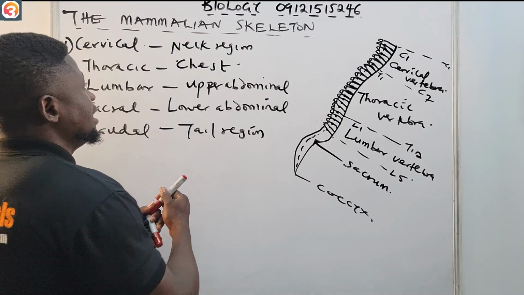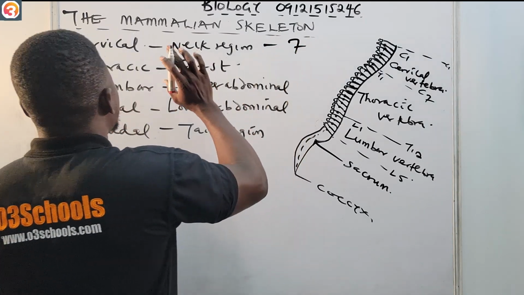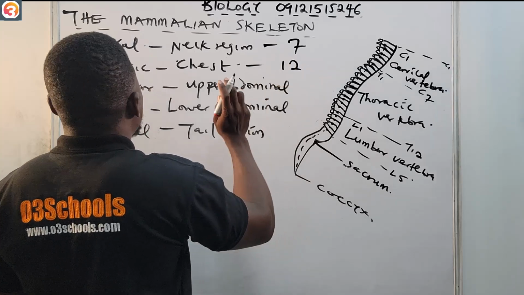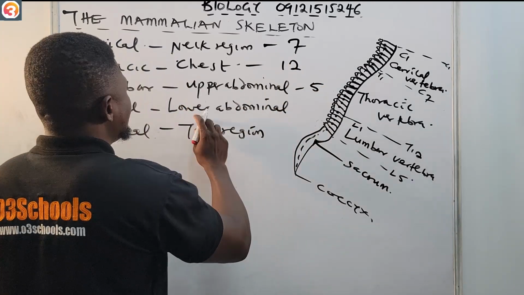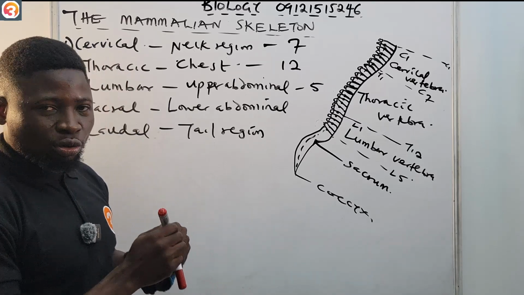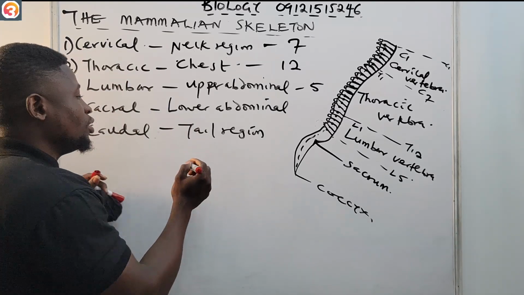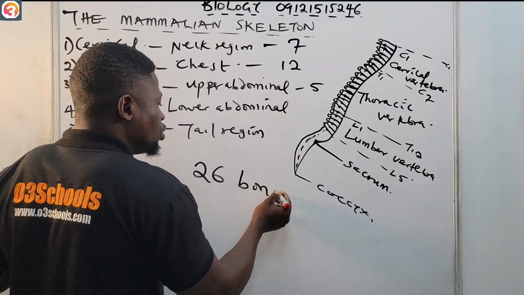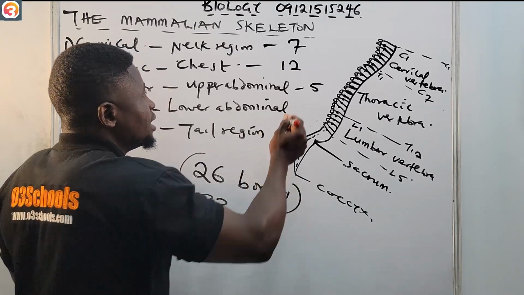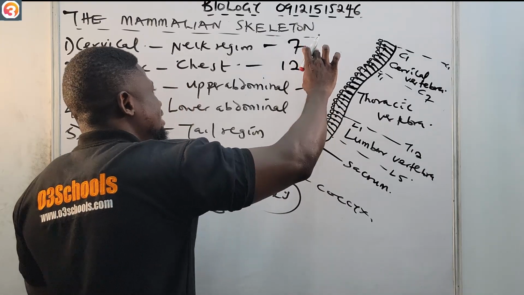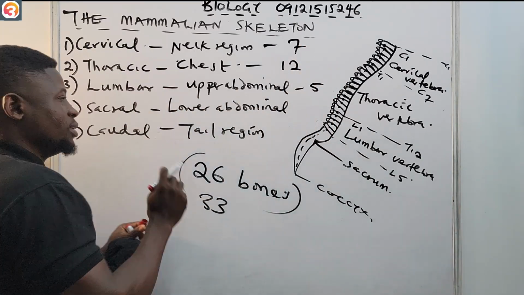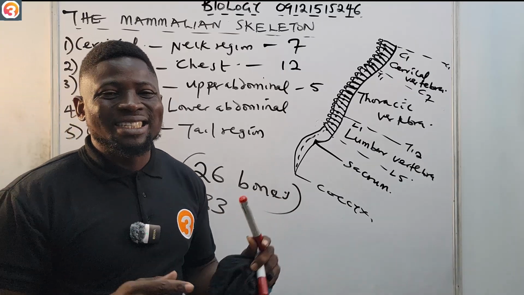You must know the number of each. Like I said, there are 7 cervical vertebrae, 12 thoracic, 5 lumbar, and the sacral and the coccyx, 1 each. For an adult, we say that the vertebral column has 26 bones. We are not considering the one for babies, which is 33 bones. 7 plus 12 is 19, 19 plus 5 is 24, 24 plus 1 is 25, plus 1 is 26. That makes a total of 26 bones.